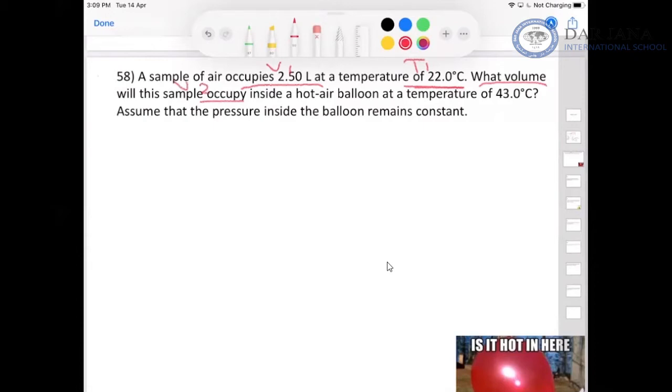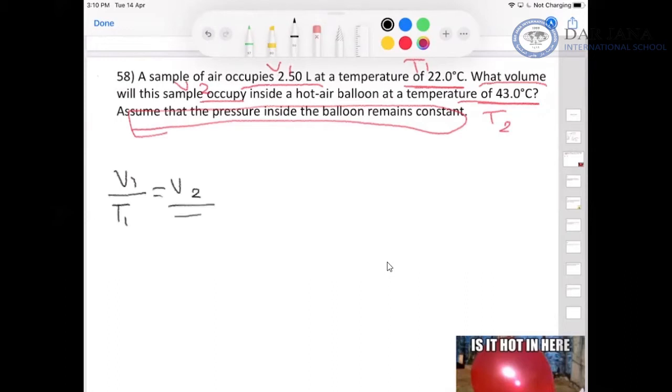If the temperature was 43 degrees Celsius, so this is T2. Okay, now assume that the pressure remains constant. So at a constant pressure, you have a gas at different volume and different temperature, yet the pressure is constant. So that would be Charles' law, right? So you'll be using V1 over T1 equals V2 over T2.